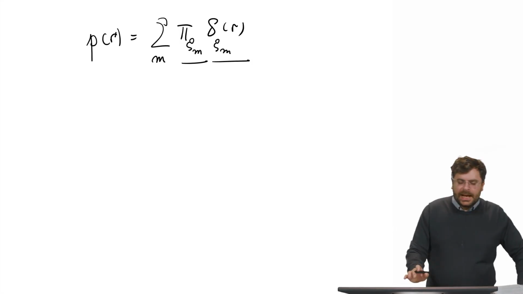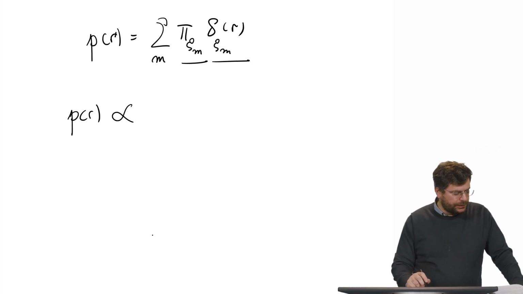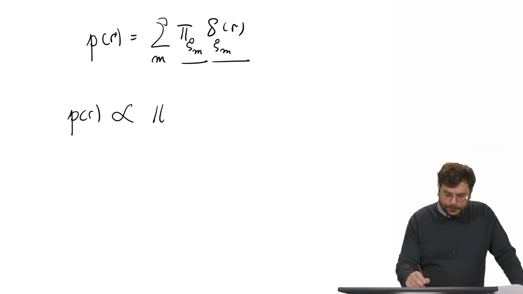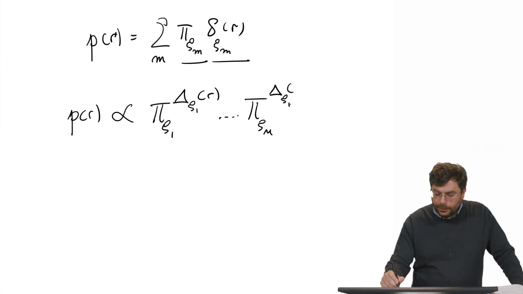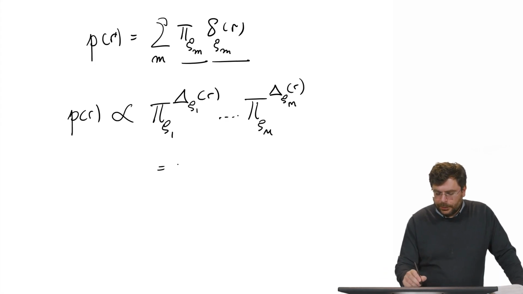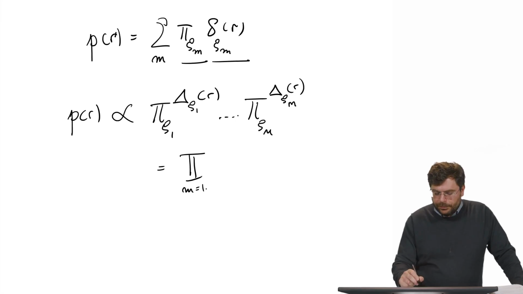So how is this product form written? Well, sometimes we write it out as follows. I'm going to write it and then tell you what each one of the symbols are. This is pi of rho 1 raised to the delta rho 1 of r, all the way to pi of rho m raised to the delta rho m of r, which I can rewrite as the product. The symbol here is a product, with a line underneath, m from 1 all the way to big M, pi rho sub m raised to the delta rho sub m of r.